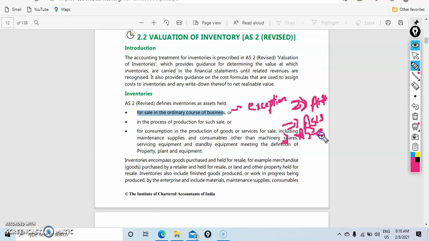We have AS9 for that, and some living stocks. Even though from the farmer point of view it is the ordinary course of business, he purchases the cows and sells them, we are not applying AS2. Why? Because here the cost concept is different. When you purchase, it is very little, but with multiple births it keeps growing and becomes 5, so that time it is not an accurate cost. That's why we follow only net realizable value, so we do not apply AS2 there. So totally there are 5 exceptions.